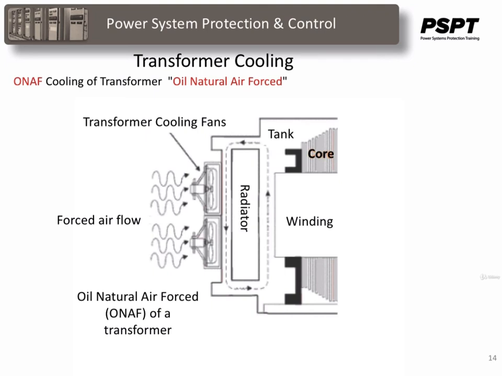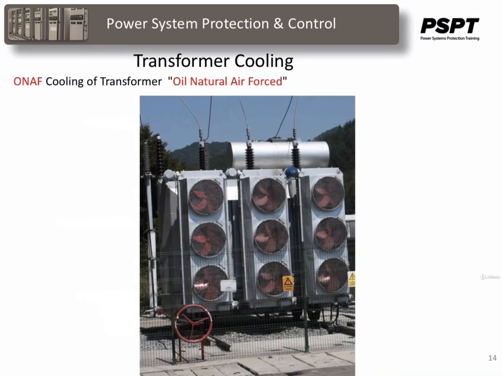ONAF, cooling of transformers, oil natural, air forced. Heat dissipation can obviously be increased if the dissipating surface is increased, but it can be made further and faster by applying forced air to flow over the dissipating surfaces. Fans blowing air on cooling surfaces take away the heat from the surface of the radiators and provide better cooling than just natural air. As the heat dissipation rate is faster, electrical power transformers can be loaded more without crossing the permissible temperature limits.